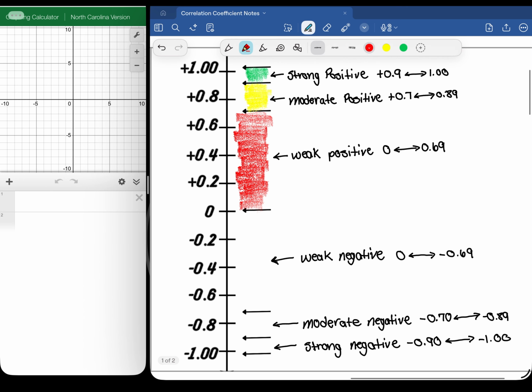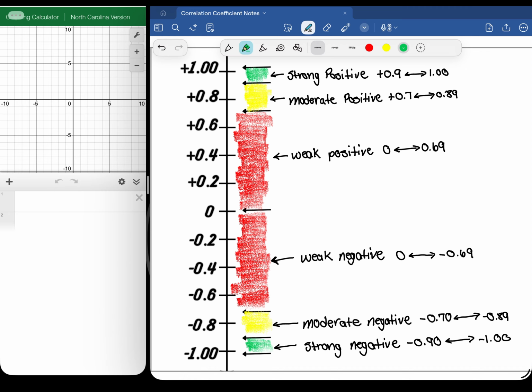Now we're going to go to our negative side of things. On the negative side, we have a weak negative. Weak negative falls in between 0 and negative 0.69. So we'll color that area red as well. Then we have a moderate negative, which falls in between negative 0.70 to negative 0.89. So we color that area yellow. And then we have our strong negative, which is negative 0.9 all the way to -1.